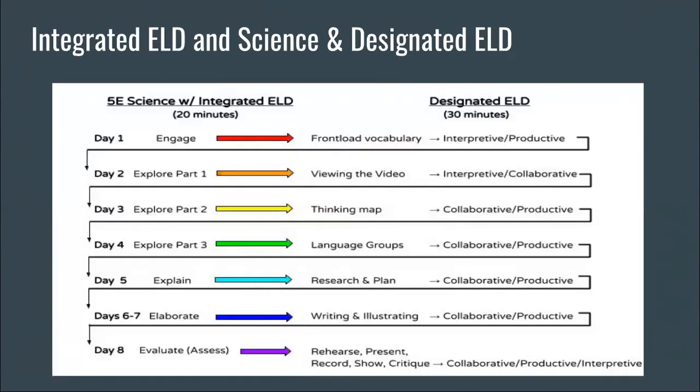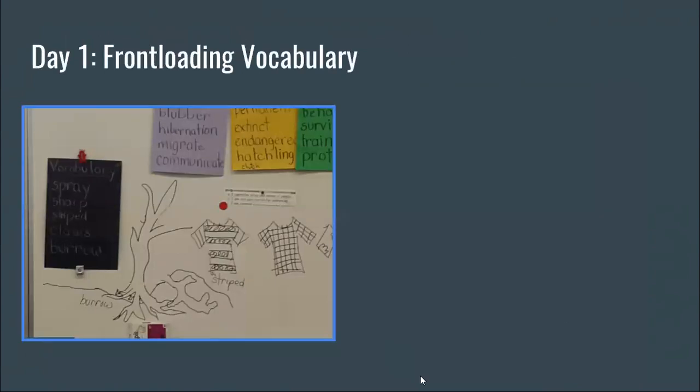So I'm going to take you through some examples of each part of this process, and you can see how they got to that end in mind that we started with. So with front loading, she selects specific vocabulary that she's going to hold them accountable for at the end of this 8 days. In this case, these are the vocabulary words she focused on. This particular unit is about skunks, so they're learning about what skunks have that helps them survive.